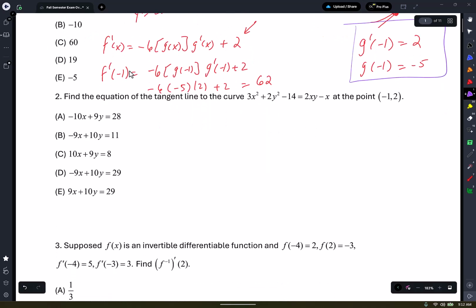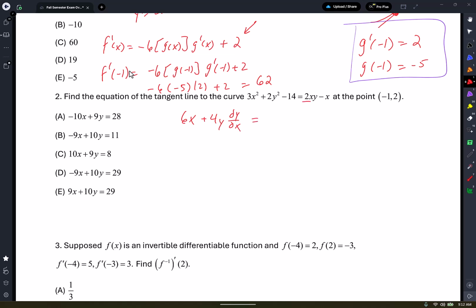All right, question number 2. It was implicit. Do not write f prime of x and then take the derivative of it. Just take the derivative with respect to x right off the bat. So what's the derivative of 3x squared with respect to x? 6x. So what's the derivative of 2y squared? 4y, and then that's not an x, so dy dx, perfect, equals the derivative of 14 is 0.